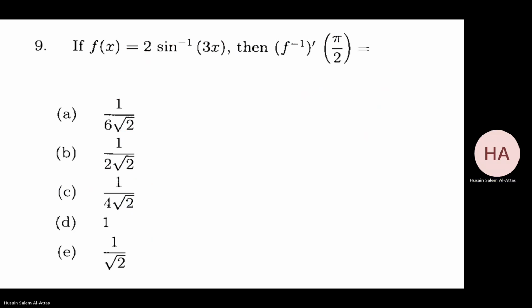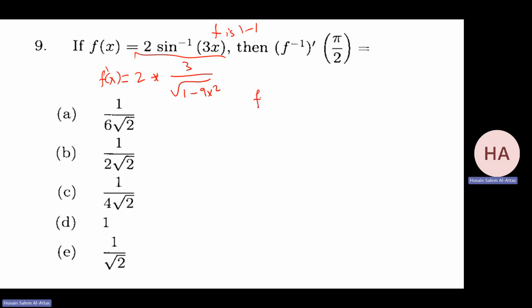Now, first you need to find f prime. That will be 2 times square root of 1 minus 9x squared, times 3, which is always positive. So I know this is 1 to 1. Actually, it's a restricted domain for when they define the sine inverse.